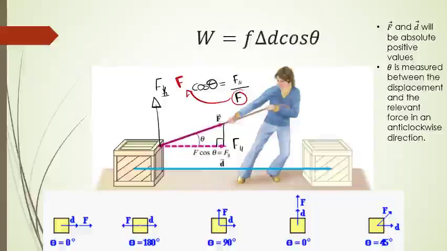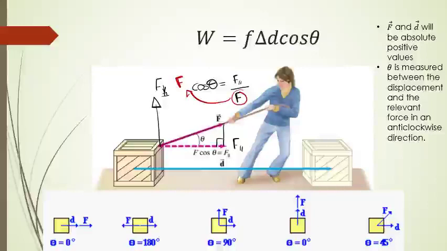Theta is measured between the displacement and the relative force in an anti-clockwise direction. So we're moving this way. This is my distance, and in this direction, that's the angle that it makes with that. So look at these boxes at the bottom here. If my distance moved is in the same direction as my force, the angle theta that it makes between the D and the F is going to be 0.